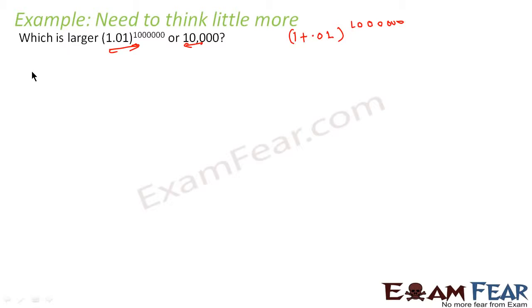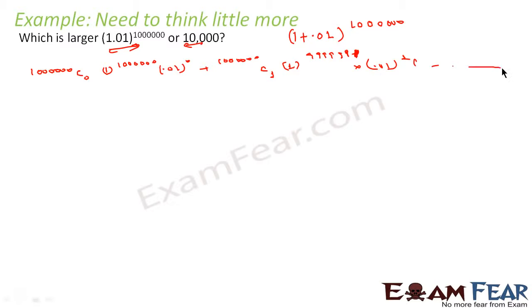Expanding this, what we'll say is this is nothing but 100C0 into 1 to the power 100 into 0.01 to the power 0, plus this time 100C1 into 1 to the power 99 into 0.01 to the power 1, plus and so on.